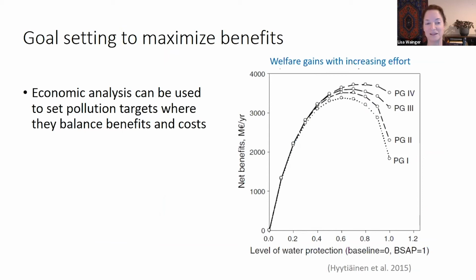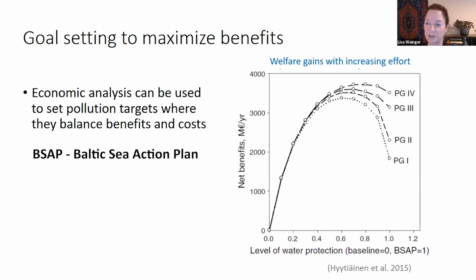Another way we use this, and we would like to be asked this question more frequently than we are, is how do we set the pollution targets to begin with so that we're balancing benefits and costs? So in this study, using that optimization model, they showed that as you moved across efforts, so 0 is starting out with not reducing nutrients at all compared to present value, and 1 is meeting this BSAP target, what we frequently see is that the net benefits start to diminish the closer you get to the target.